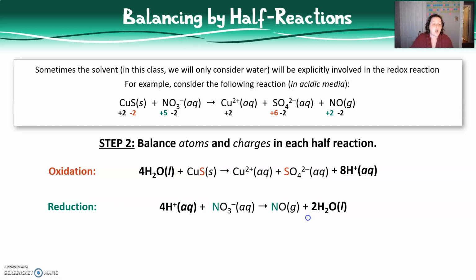To balance the charge, or the electrons, determine the total charge on both sides of the reaction and then add electrons to the side with the higher positive charge in order to decrease the charge to match the side with the lower charge. In the oxidation reaction, the reactant side has a total charge of 0, and the product side has a total charge of positive 8.